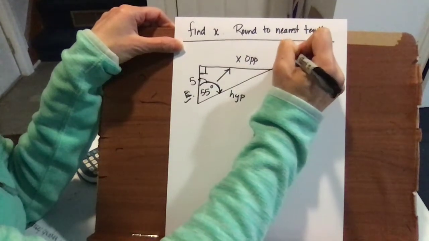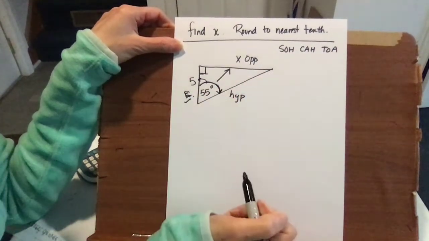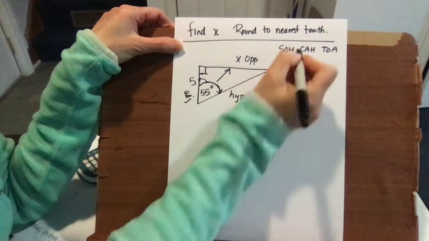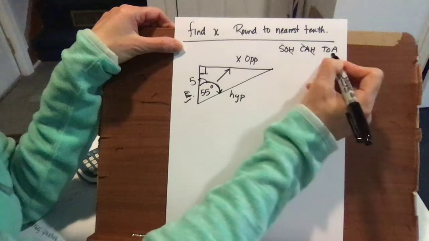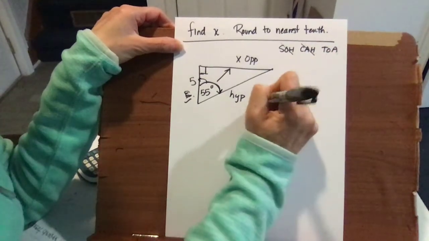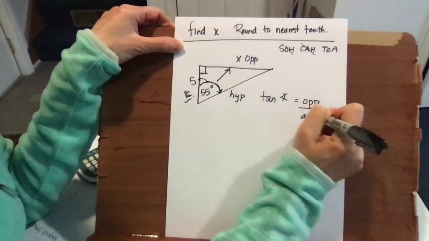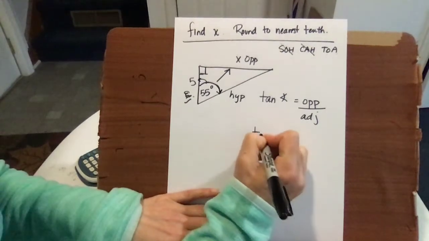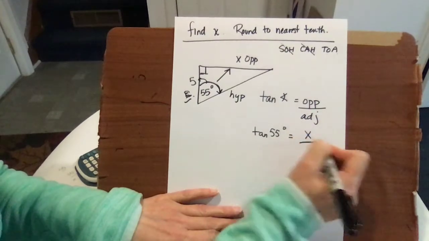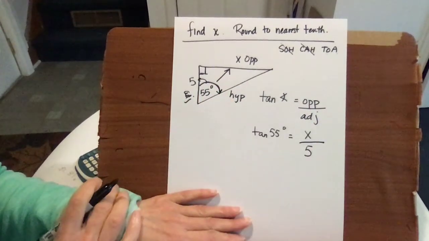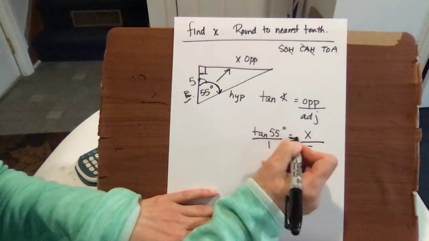So we have to think of SOHCAHTOA. What are we using if it's opposite and adjacent sides that we have? Well, this is opposite hypotenuse, so sine is out. This is adjacent hypotenuse, cosine is out. That leaves us with tangent, which is opposite and adjacent. So the tangent of the angle equals opposite over adjacent. The tangent of 55 degrees equals the opposite side, x, over the adjacent side, 5. Remember, this is a number, so we put it over 1. That way we can cross multiply without difficulty.